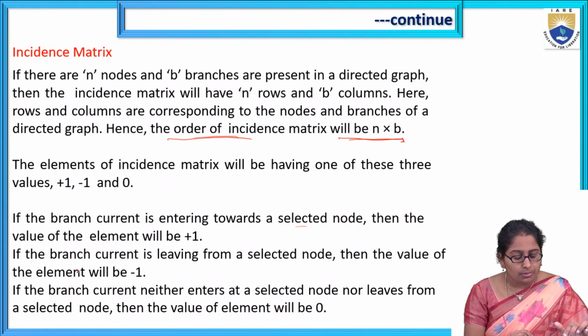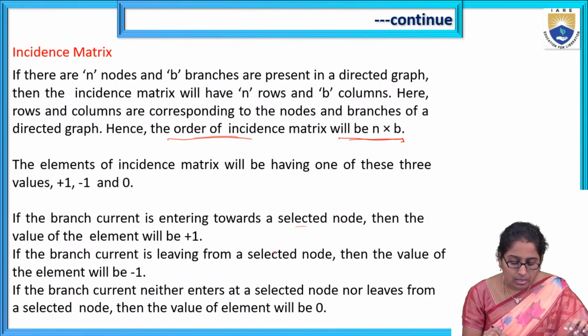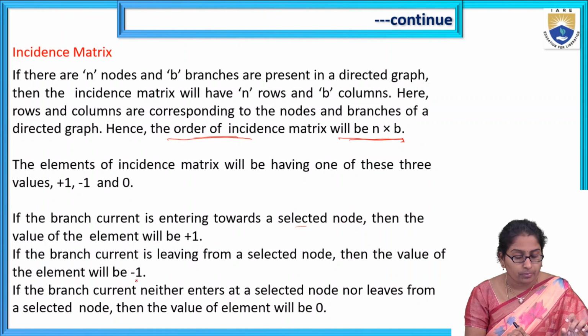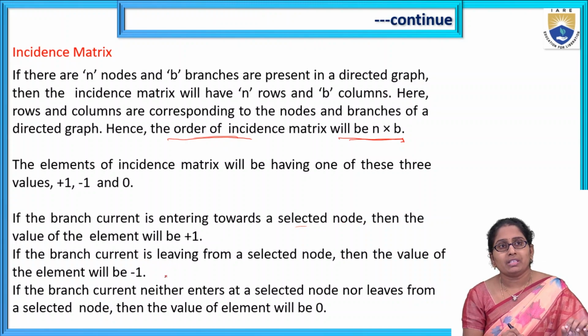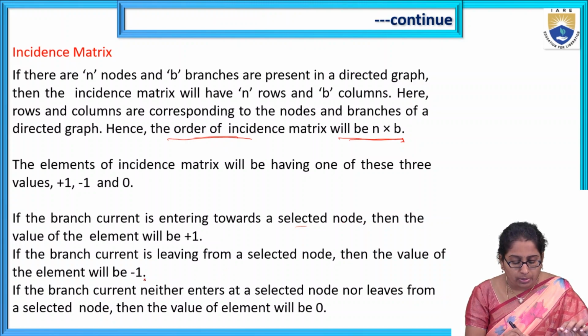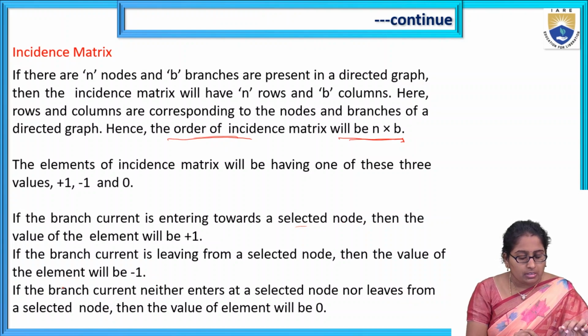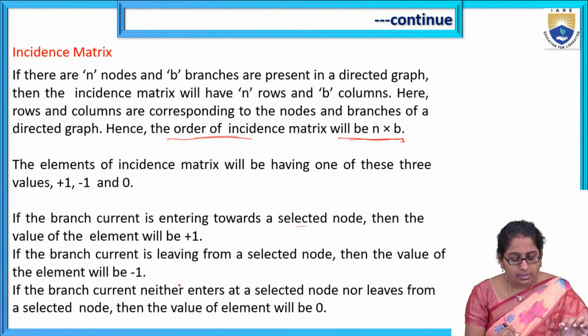Then, if a particular branch current is leaving from a selected node, then the value of the element will be -1. Then if the branch current is neither entering at a selected node nor leaving from a selected node, then the value of the element will be 0. That means it is in no way connected.